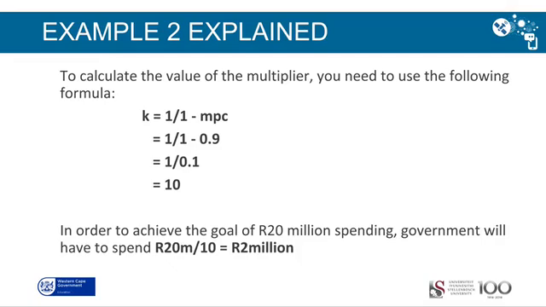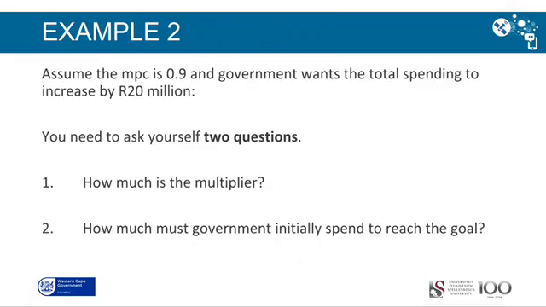So in order to achieve the goal of 20 million rand spending, government will have to spend 20 million rand divided by 10, which is equal to 2 million. If you remember in example 1, we just go back quickly.